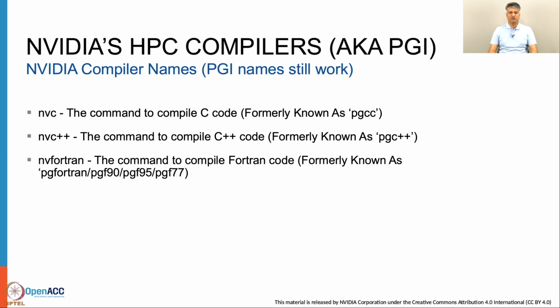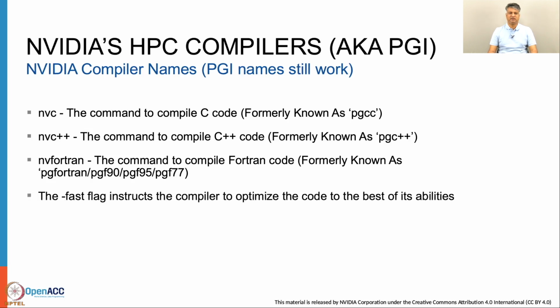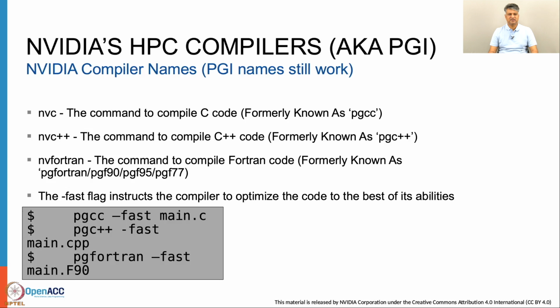We have NV Fortran, which used to be PG Fortran, PGF90, PGF95 or PGF77. This is used to compile Fortran code. And the -fast flag instructs the compiler to optimize the code to the best of its abilities. So, this is an example of how you would use the compiler. You would either say PGCC -fast and then the source code, in this case main.c, or if it's a C++ code, it would be main.cpp, or for Fortran, main.f90.